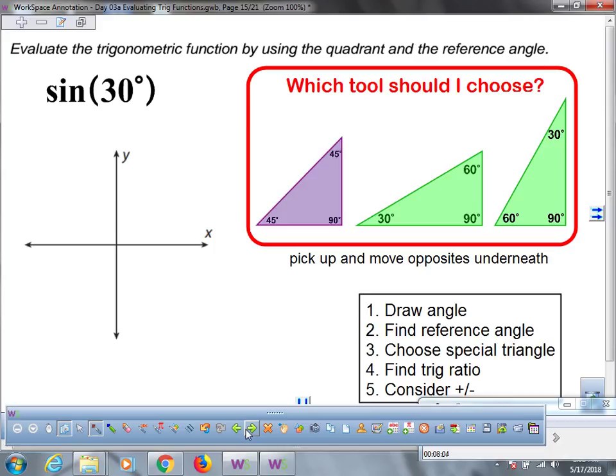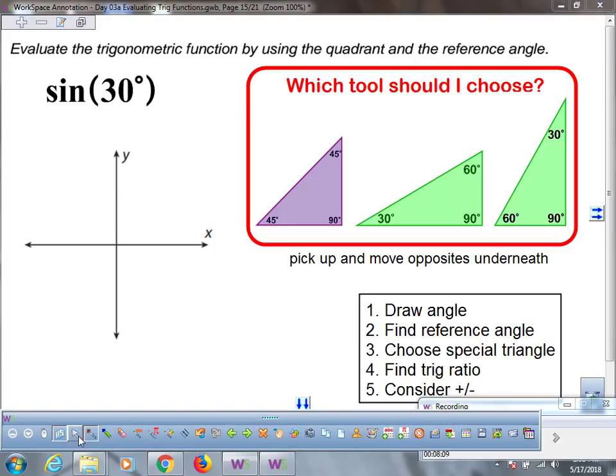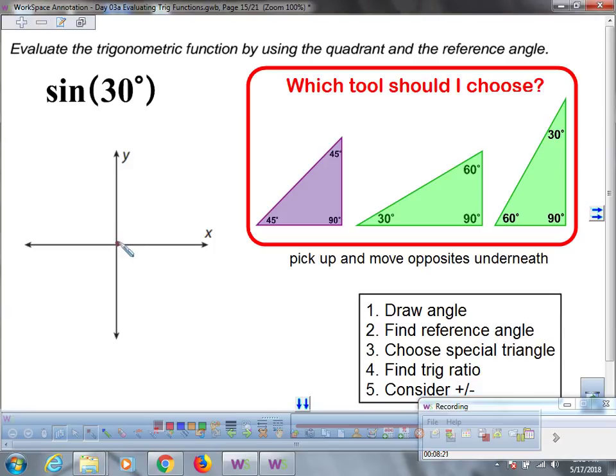First thing I need to do is my first step here is draw an angle. So I'm going to draw 30 degrees. Doesn't matter whether it's sine or cosine or tangent, I'm just going to draw 30 degrees. Let's see how close I can get. I'm going to say that's 30 degrees. There's my 30-degree angle. Which one of those triangles, if they were pieces of a puzzle, would fit into there? Middle one.